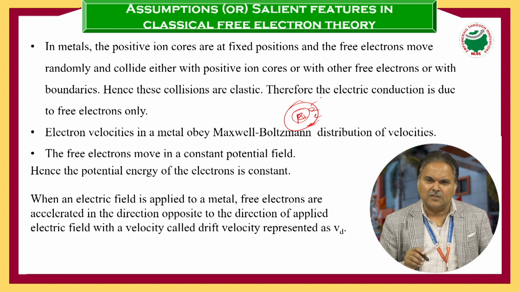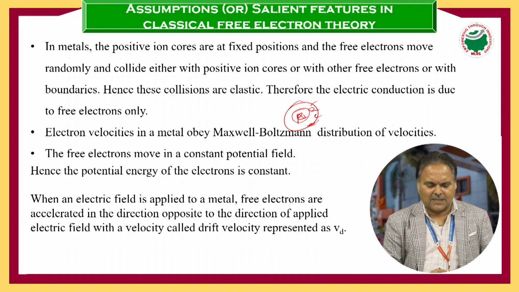Electric conduction is due to free electron movement. Once the electron is moving, the current will flow, and that gives conduction. So that is one assumption: the positive ion cores are at fixed positions, but the electron moves freely and collides with the positive ions, and that collision is elastic. They assume it like that.